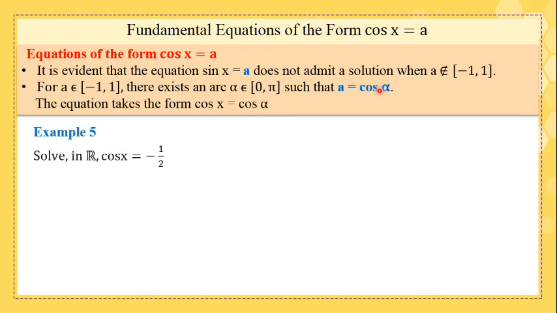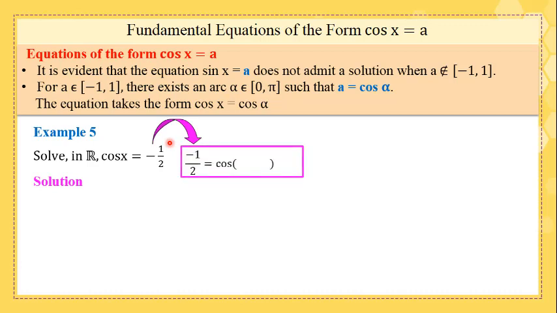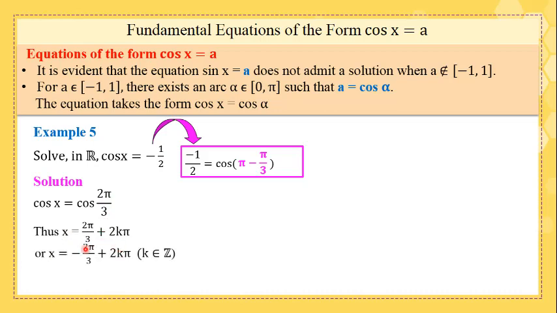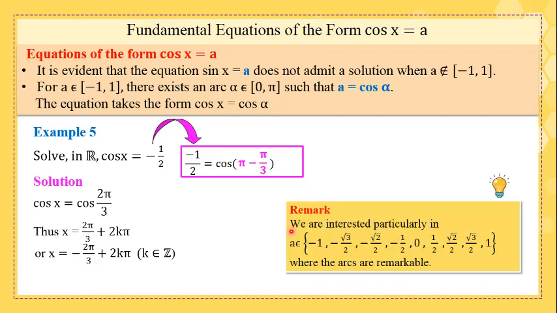Take an example to clarify the idea. We want to solve cosine x equals minus 1 over 2. Here we want to replace minus 1 over 2 by cosine what? Cosine of pi minus pi over 3, that is 2 pi over 3. The equation cosine x equals cosine 2 pi over 3 has two solutions. The first one is 2 pi over 3 plus 2k pi, and the second one is minus 2 pi over 3 plus 2k pi.